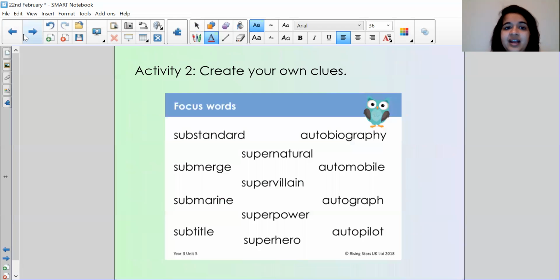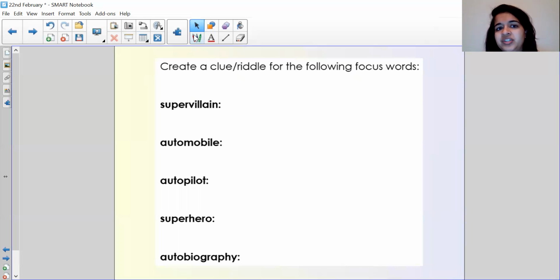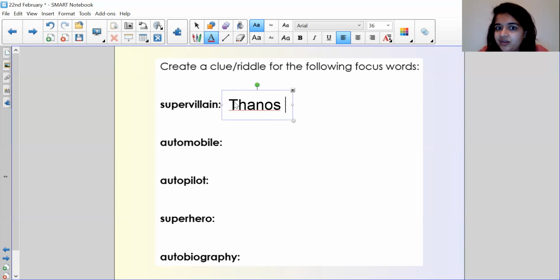All you've got to do now for your own activity is to create your own clues. All right, so these are the words that I would ask you to do. So you've got supervillain, automobile, autopilot, superhero, and autobiography. All right, what clues can you think of that would get someone to guess those words? All right, I'll give you another hint. For example, for supervillain, I would say, I know you all know Thanos.